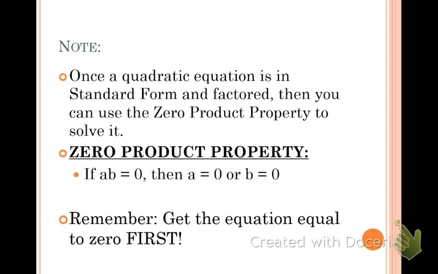to solve it. The zero product property is a very fancy math way of saying that for two things to multiply to be 0, one of those things had to be 0. So if you multiply A and B and you get a 0, then either A had to be 0 or B had to be 0. An important thing to remember when we're doing these problems is that the equation needs to equal 0 first. Otherwise, it's not going to work for us.